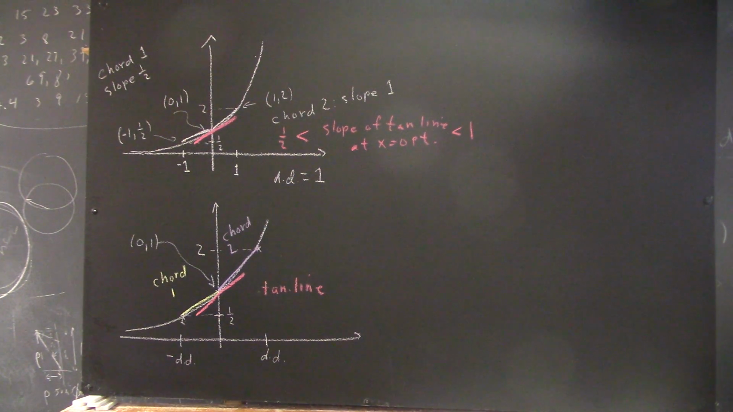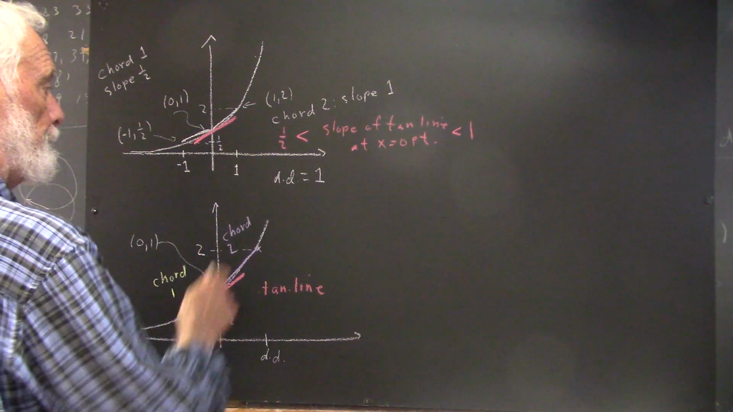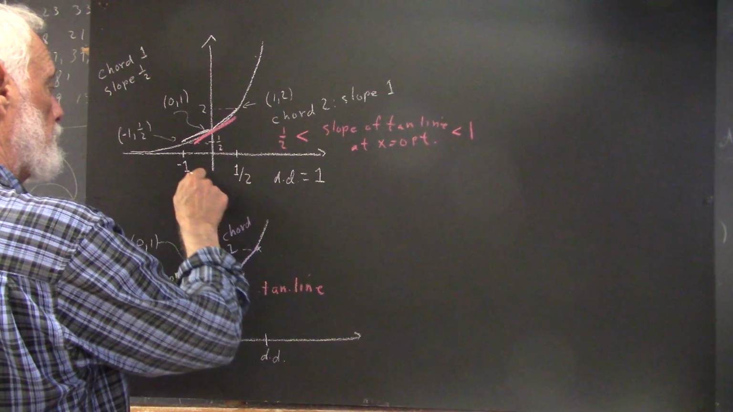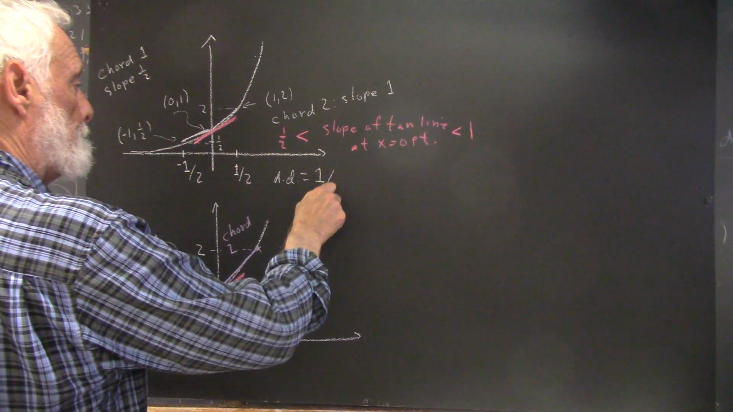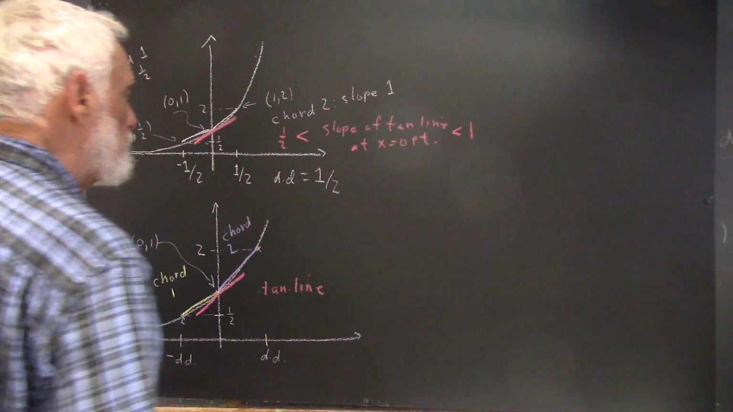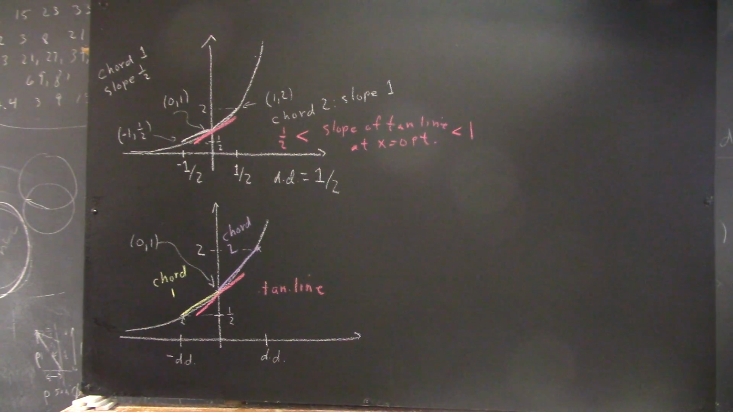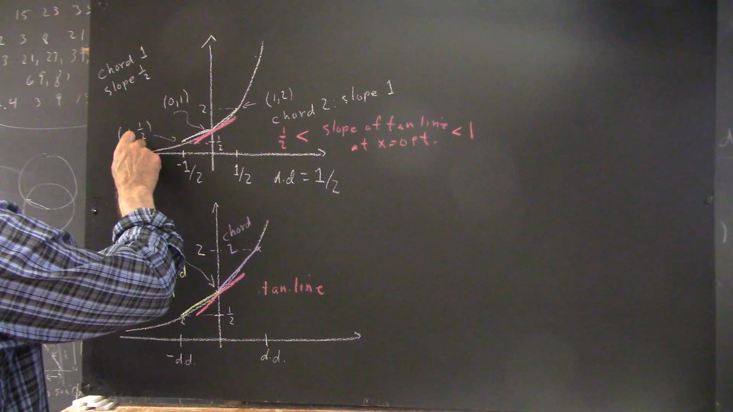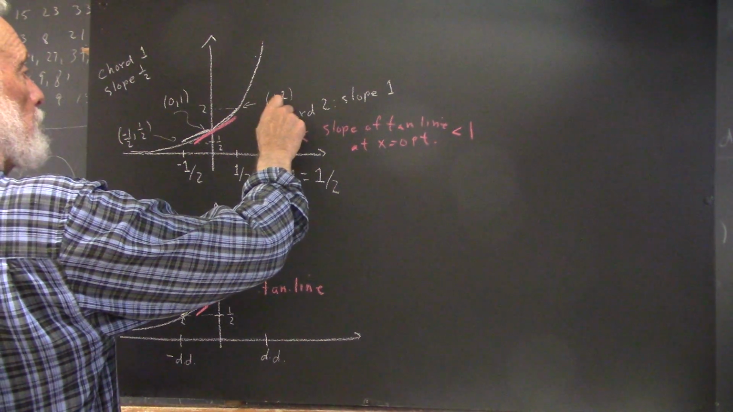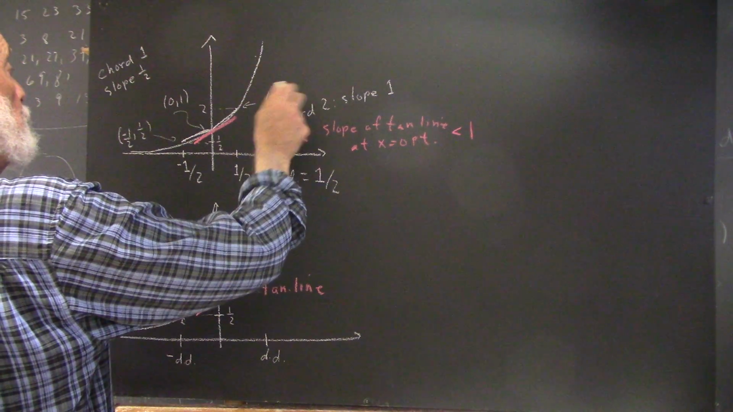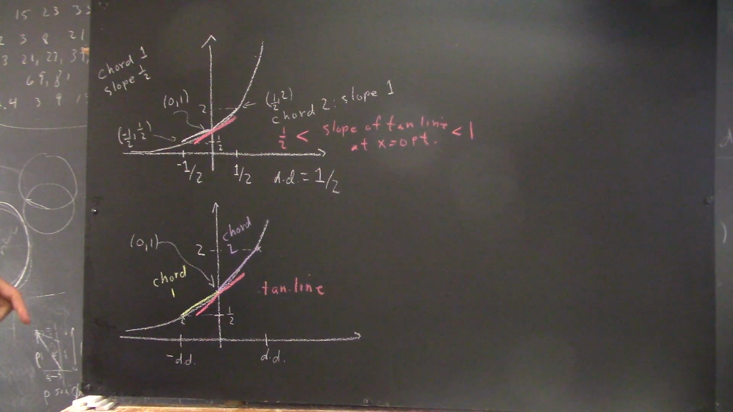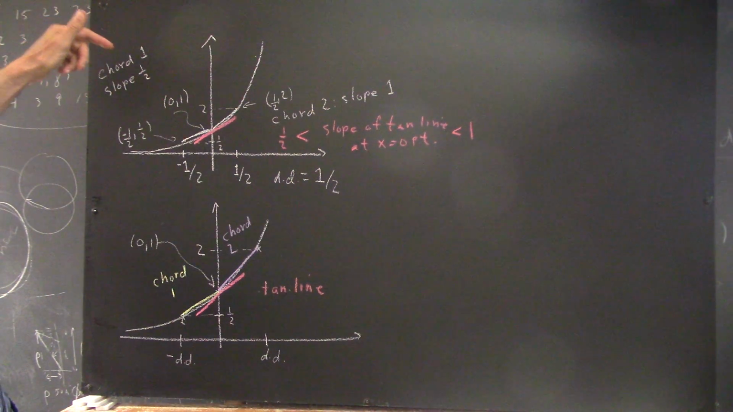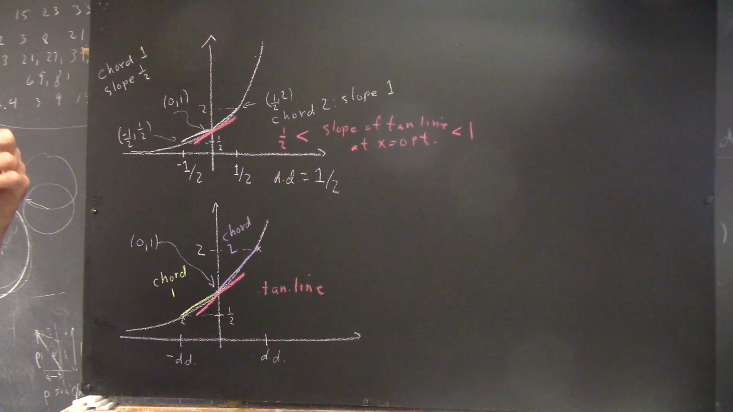Now, if I replace the 1 by 1/2, then what do we have? This will be the point -1/2, 1/2. This will be the point 1/2, 2. Then chord 1 is going to have what slope?